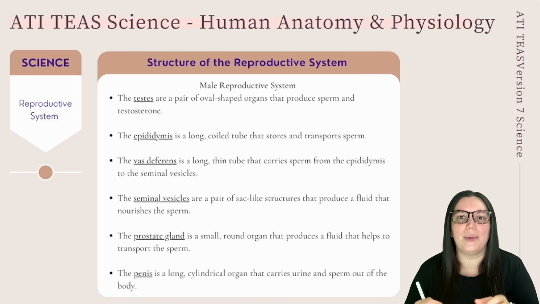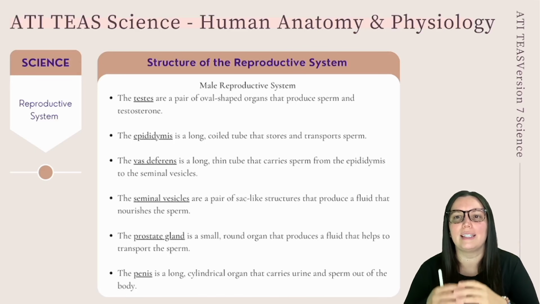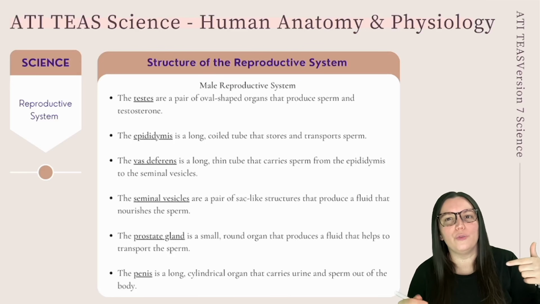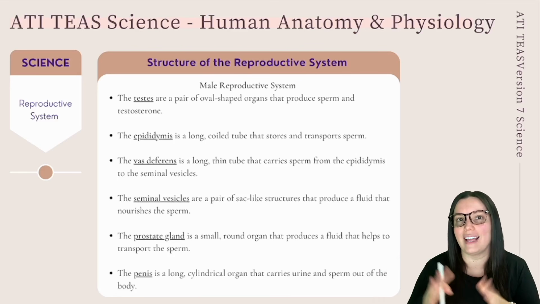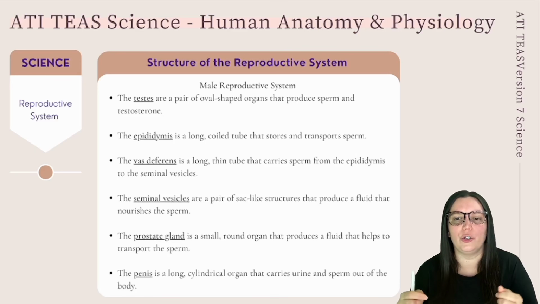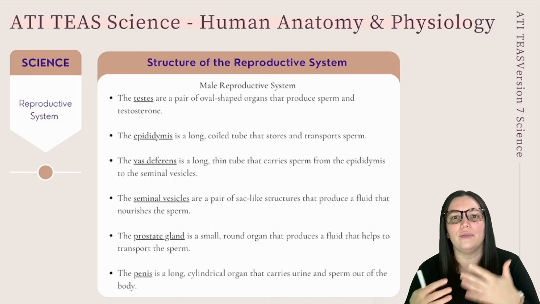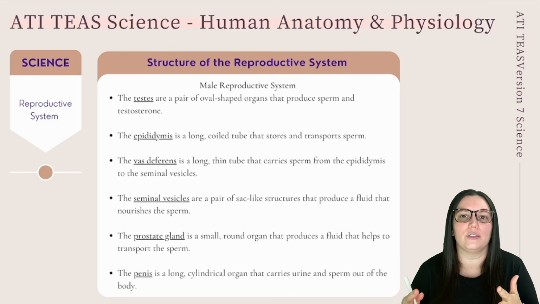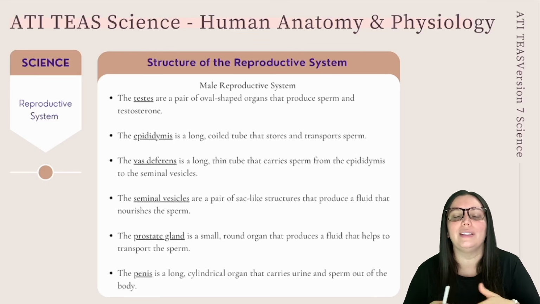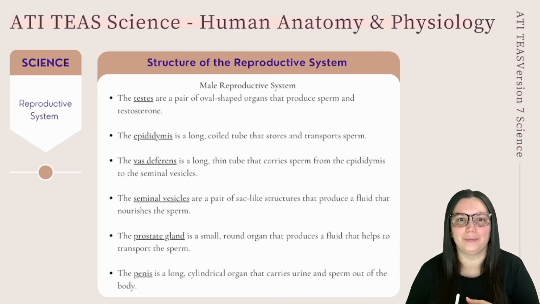So the testes are a pair of oval-shaped organs that produce sperm as well as testosterone. The epididymis is the long coiled tube that stores and transports that sperm. The vas deferens is a long, thin tube that carries sperm from the epididymis to the seminal vesicles, and then those particular vesicles are a pair of sac-like structures that produce the fluid that helps nourish the sperm.